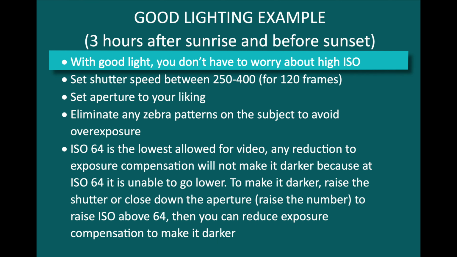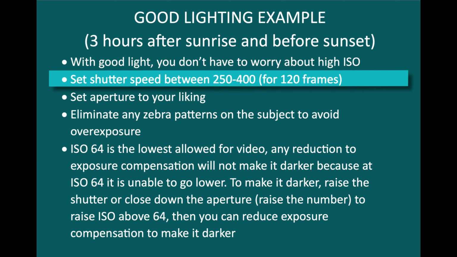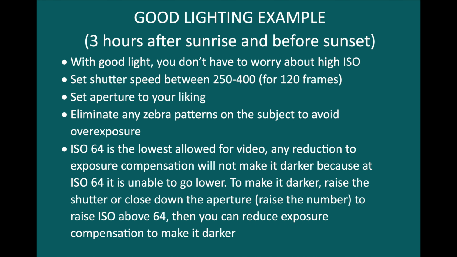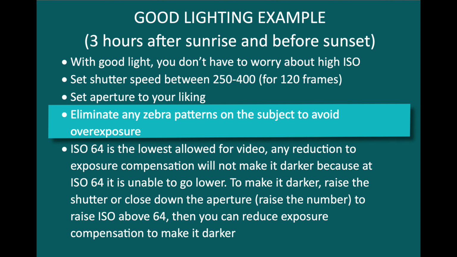With good light, you don't have to worry about high ISOs. Depending upon the light, I'll usually set my shutter speed between 250 and 400. Often, I'm at 320 shutter speed. I find this to be a nice sweet spot. The shutter affects the motion, and a little faster shutter speed may help with stabilization. Just like with low light, expose to what looks good when looking through your viewfinder.